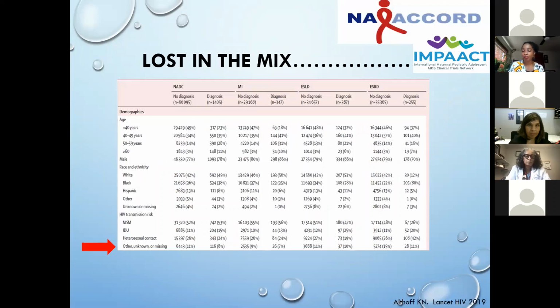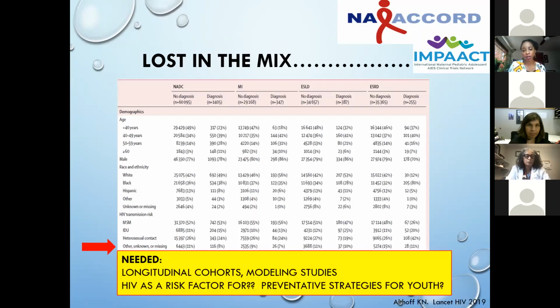This is data from the NA-ACCORD, which is a multi-site network in the US and Canada. And you see in terms of HIV acquisition risk, MSM, people who inject drugs, heterosexual, and this other unknown or missing category includes the grab bag of perinatally acquired, where they either never acquired the information to be able to actually categorize them and then to look at them, or we just don't know. And so we are working with NA-ACCORD and other networks to try to really tease out this population so we can understand what the life course looks like for individuals born with early acquired HIV. We do need longitudinal cohorts, we need modeling studies, and ultimately we need to think more critically about HIV as a risk factor for comorbidity, but then thinking about preventative strategies that may be essential for young people who are born with HIV.